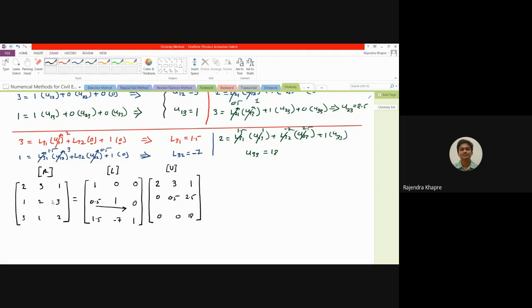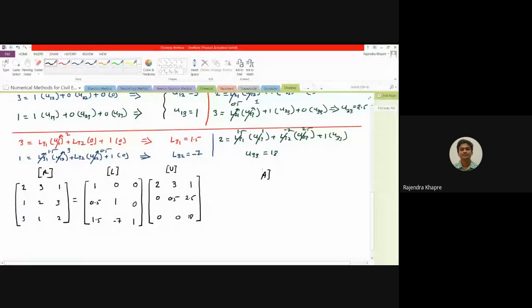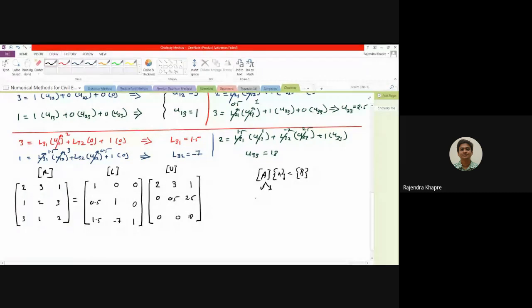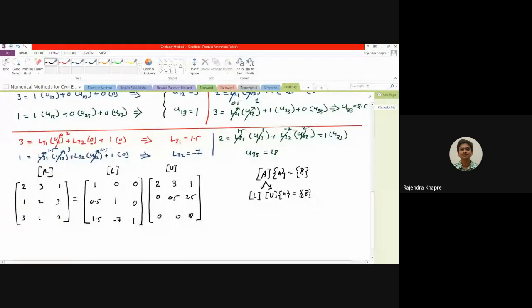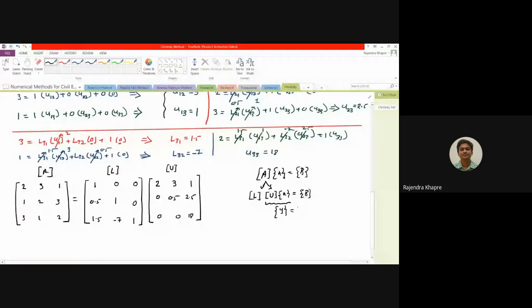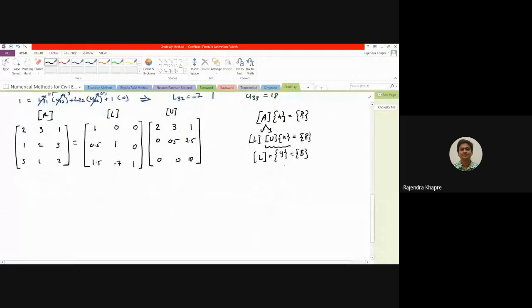Now we have successfully broken the given matrix A into L and U. Our original equation was A into X equals B. Now what we have done is broken the given matrix into L, into U, into X equals B. Now I am assuming that this particular product, U into X, will be in the form of a vector Y. So if I rewrite this expression, it will be L into Y equals B.